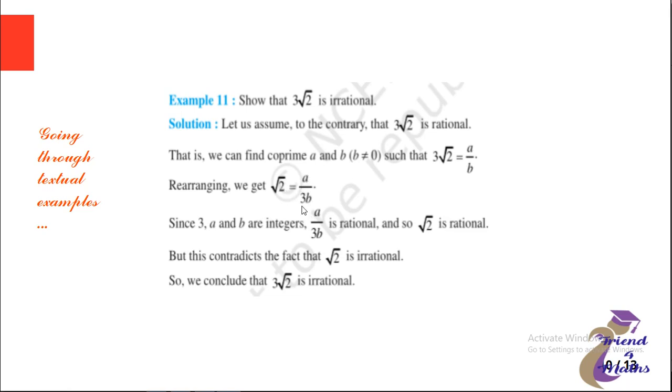And look at this, a, b and 3 are positive integers, and this form will definitely be a rational number. And if this is a rational number, then this root 2 will also be a rational number because it is equal to it. But we have proved that root 2 is an irrational number. Then why do we get this? Because of our wrong assumption that 3 root 2 is a rational number, and we are concluding that 3 root 2 is not a rational number and it is definitely an irrational number.